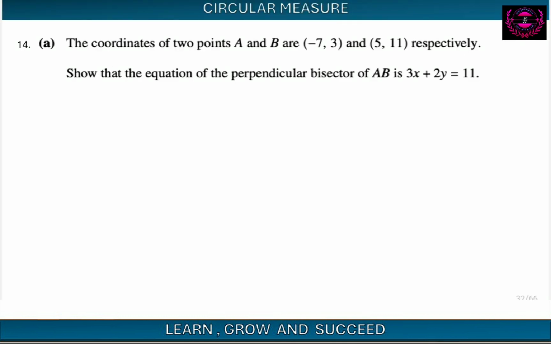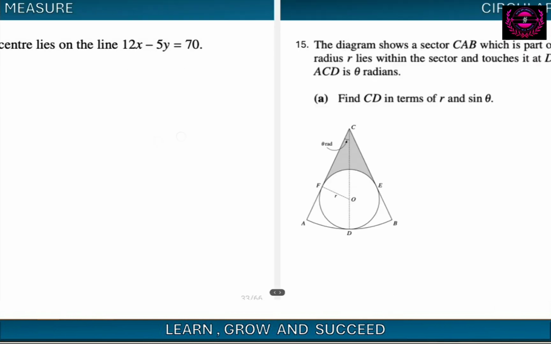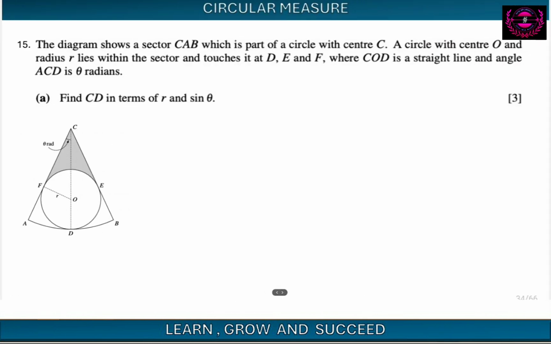Read question number 14. The coordinates of the points A and B are these respectively. Show that the equation of the perpendicular bisector. This is not from circular measure, so we are going to skip this question. Now read question number 15.